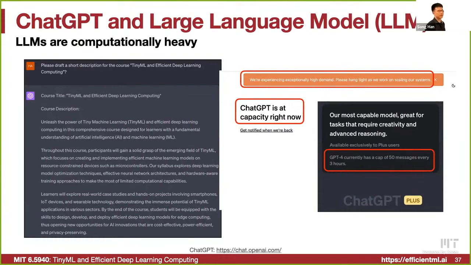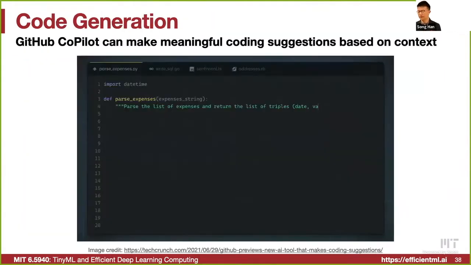So this is the second year after ChatGPT, and it is very computationally heavy. Actually, when ChatGPT just came to the world, it was usually at capacity and prevented users from going past a cap of 50 messages every 3 hours, etc. We are experiencing exceptionally high demand. Please hang tight, and we are working on scaling our systems. Those are the bottlenecks. But they're really helping us.